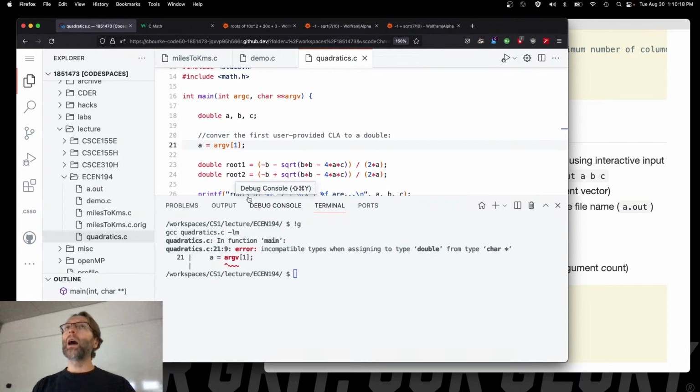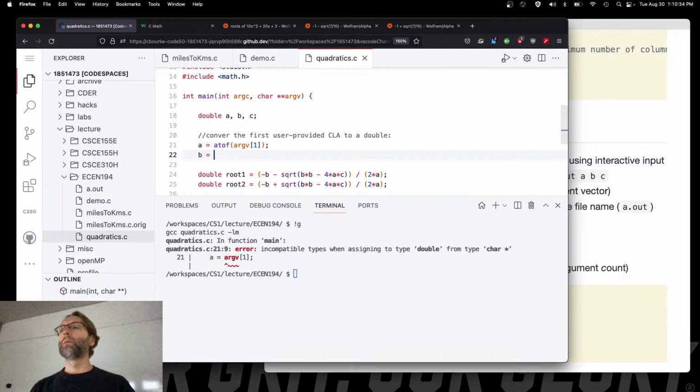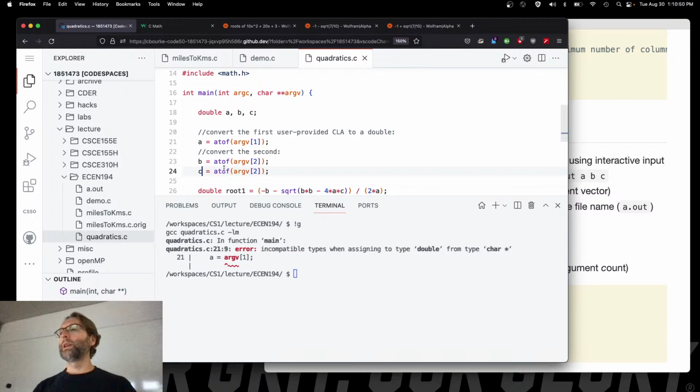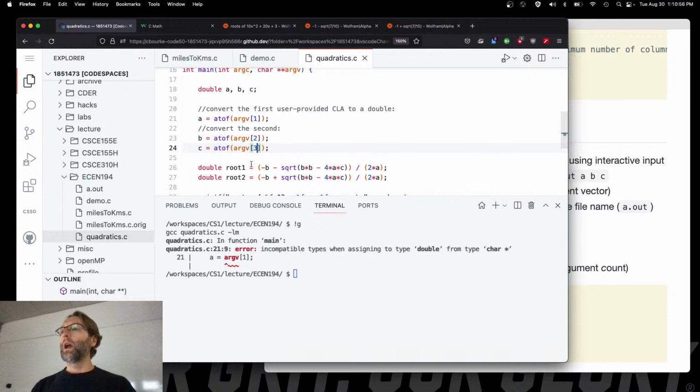To do that, I use a function called atof. atof stands for alphanumeric to floating point number. And I can do that for all of them. How do I convert the second one? B is atof of argv sub 2. And the third, C is equal to atof of argv sub 3. Right, there we go. And now I can read those in.